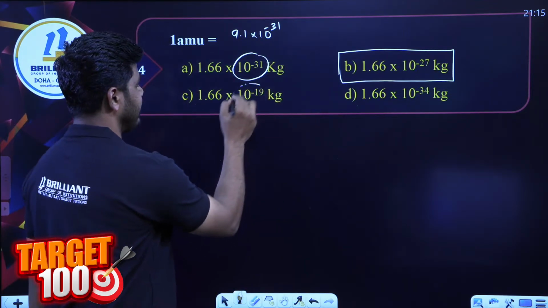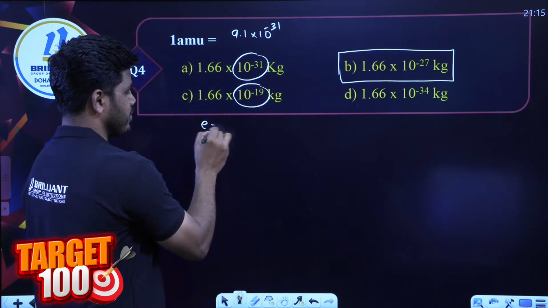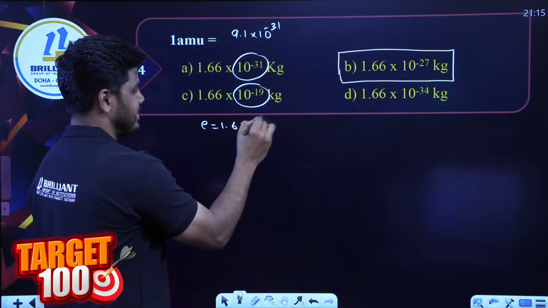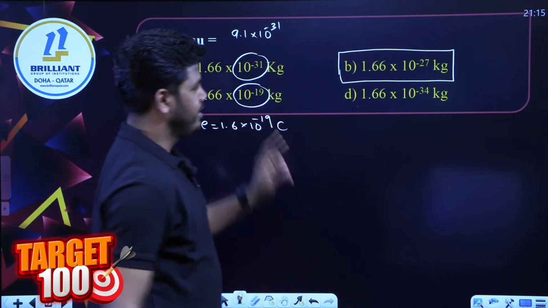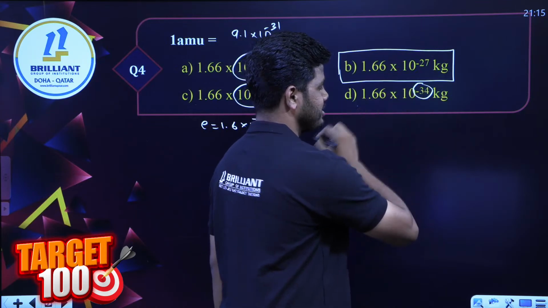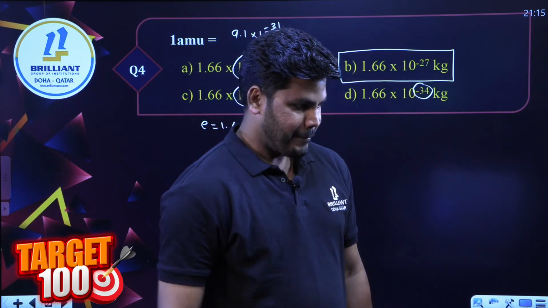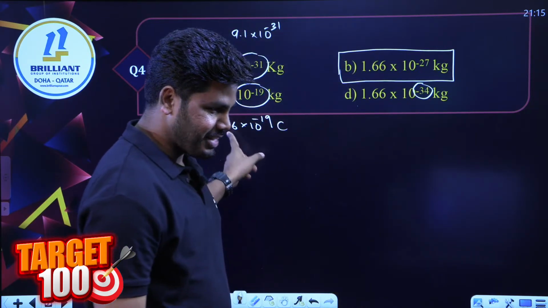And what about minus 19? Somewhere we used this. Charge of electron, right? 1.6 into 10 raised to minus 19 coulomb. And what about minus 34? Somewhere we used this also. C was easy. That is why I answered that question. What about D?